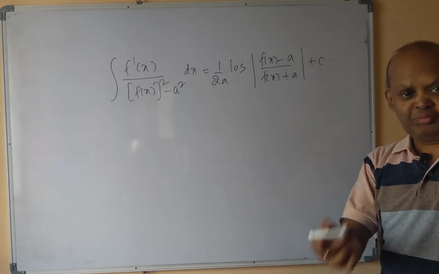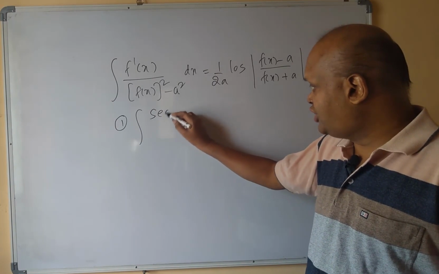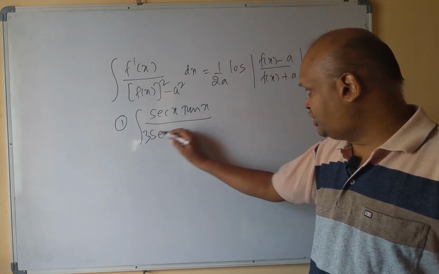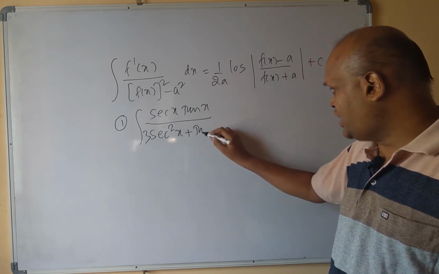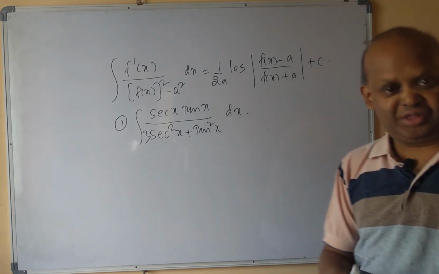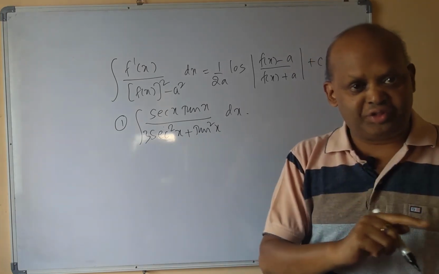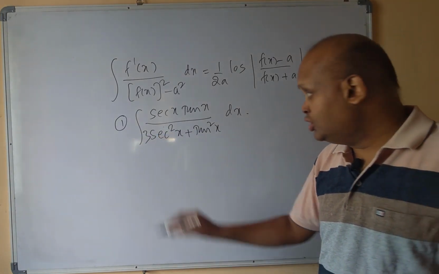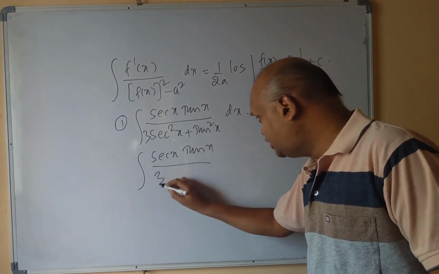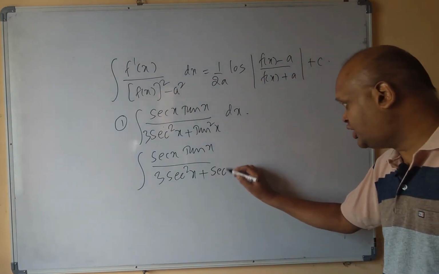Now I am going to discuss the problem. Problem number 1 related to this: sec x into tan x divided by 3 sec square x plus tan square x. How to elaborate directly? Remember, on differentiating what do you get sec x into tan x? Sec x, because the derivative of sec x is sec x into tan x. So what we are going to do now: sec x into tan x, 3 sec square x, and tan square x is sec square x minus 1.